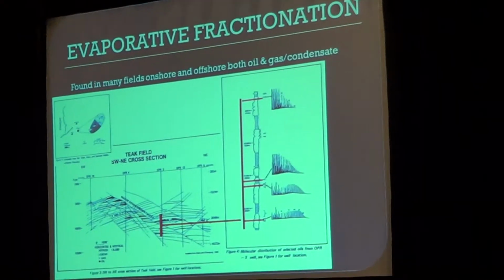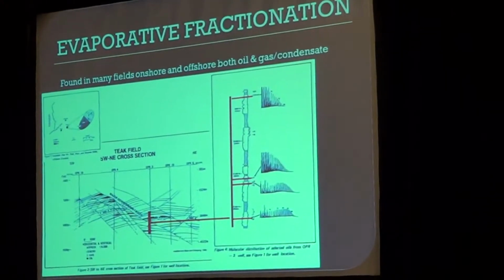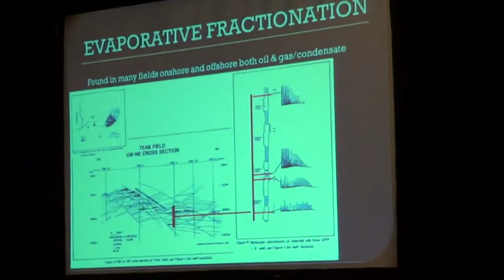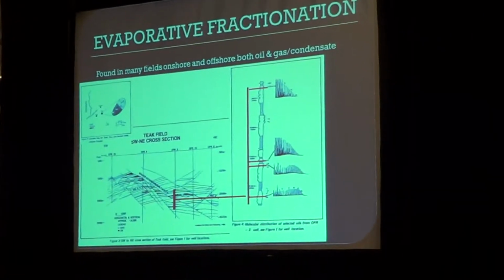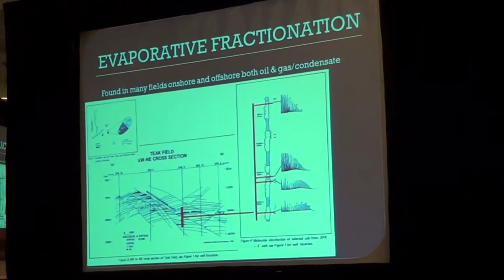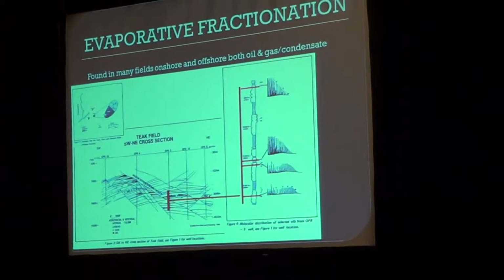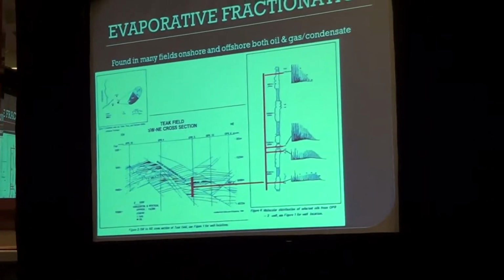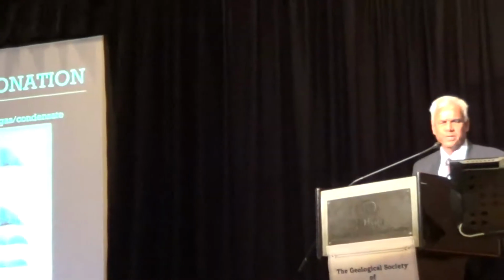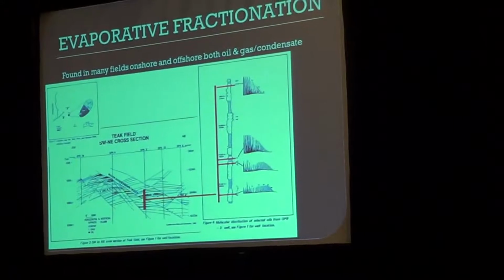Evaporative fractionation occurs when previously reservoired oil is migrated because of late tectonics into younger reservoirs and later reservoirs. And what happens is the aromatics and the lighter ends migrate further and higher up, so that what you end up with is what you see here.